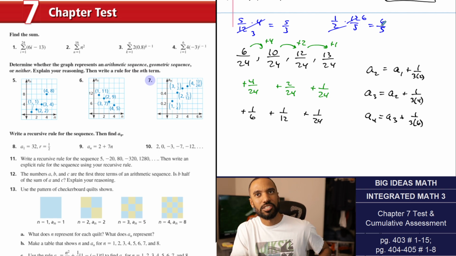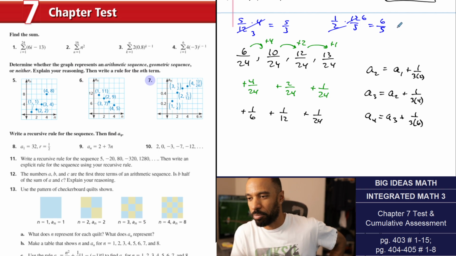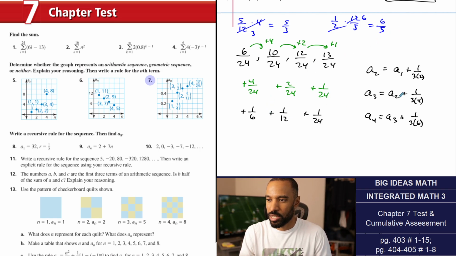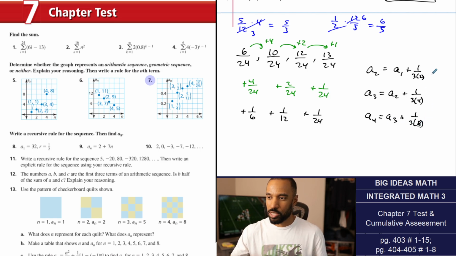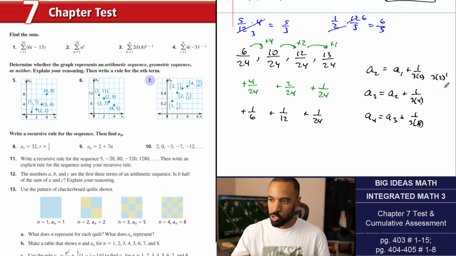I'm sorry. I had something in my head. Now I completely lost it. 1/6, 1/12. I'm sorry. That's not 1 over 24. Maybe that's why I lost it. This should be an 8. There we go. Now I had it. I had it before and I lost it when I saw that. So this is 3 times 2 to the first power. This is 3 times 2 squared, and this is 3 times 2 cubed.